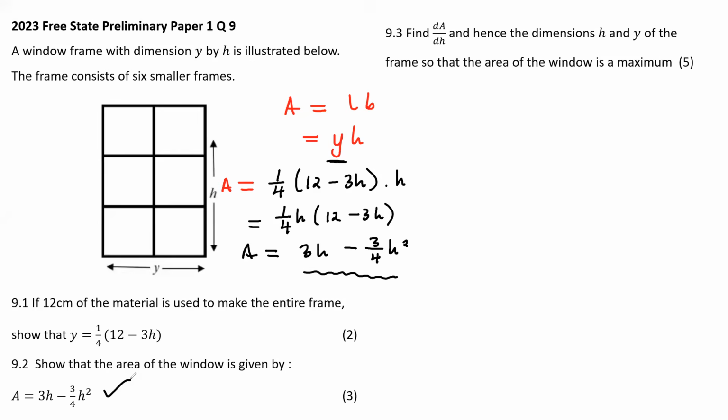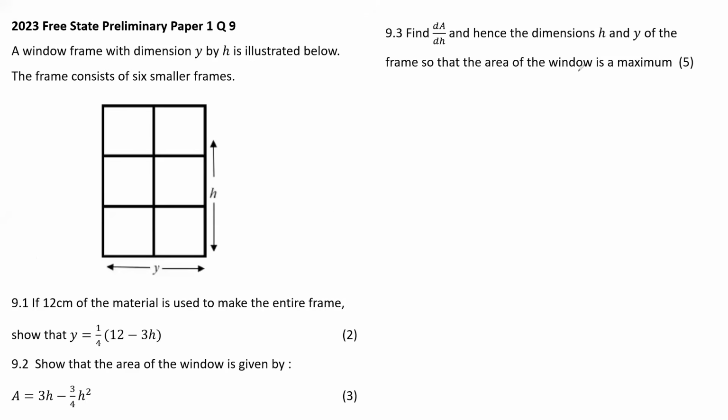9.3 for 5 marks. It's a 2023 paper, so something quite recent. And we're doing a variety of questions. All right, I'm ready for 9.3. It says find dA over dH, and hence the dimensions h and y of the frame so that the window is a maximum.